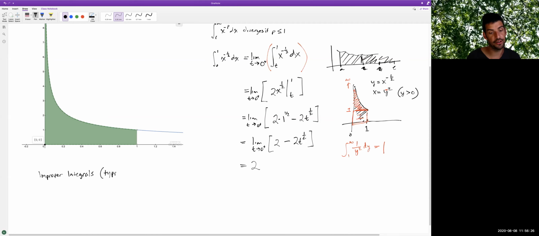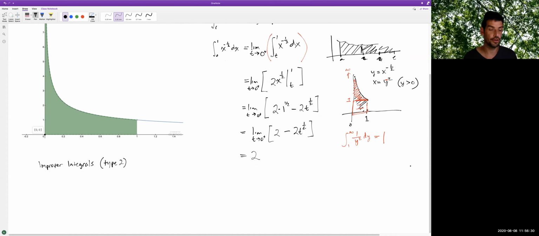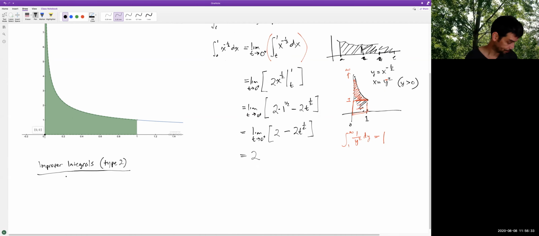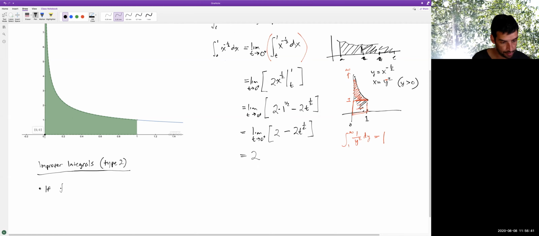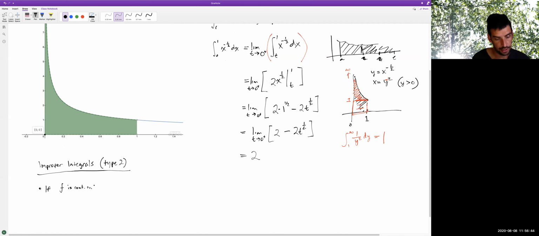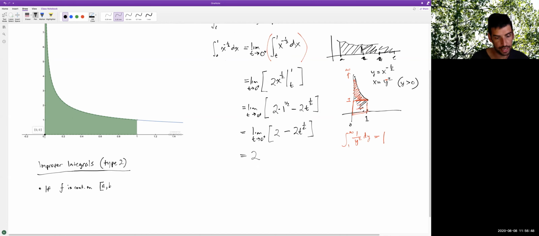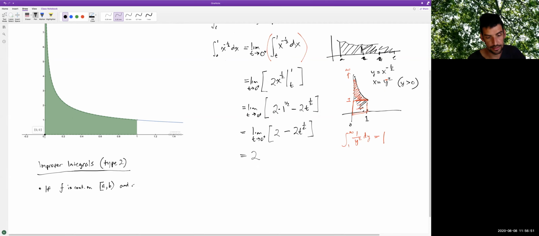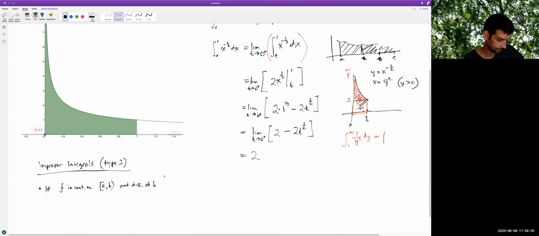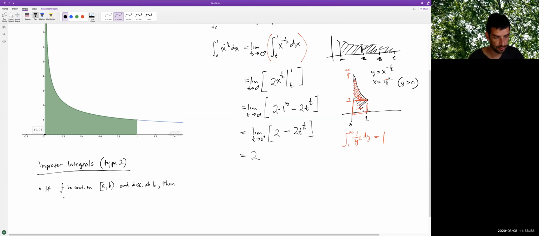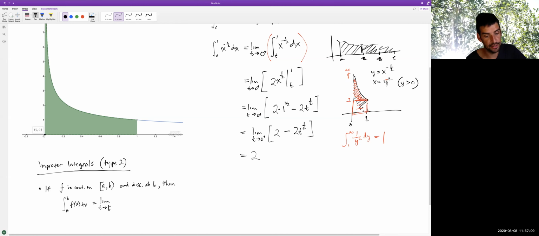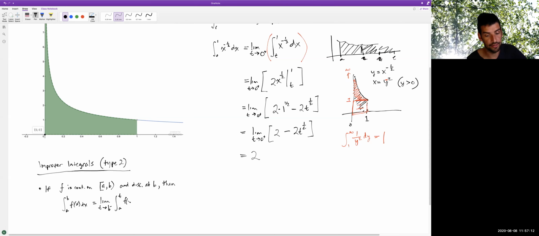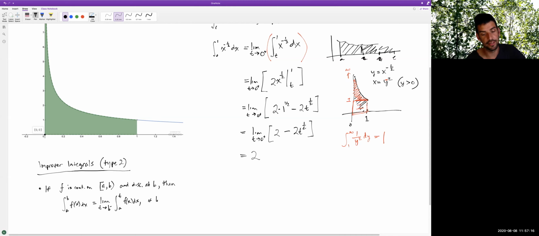We're going to call this set of rules type 2. This is not some official name, just to keep it distinct from the last thing we did. And again, we're going to have 3 situations. If f is continuous on the interval including A, excluding B, and discontinuous at B, then the integral from A to B of f of x dx is going to be the limit as t approaches b from below of the integral from a to t of f of x dx, if the limit exists.